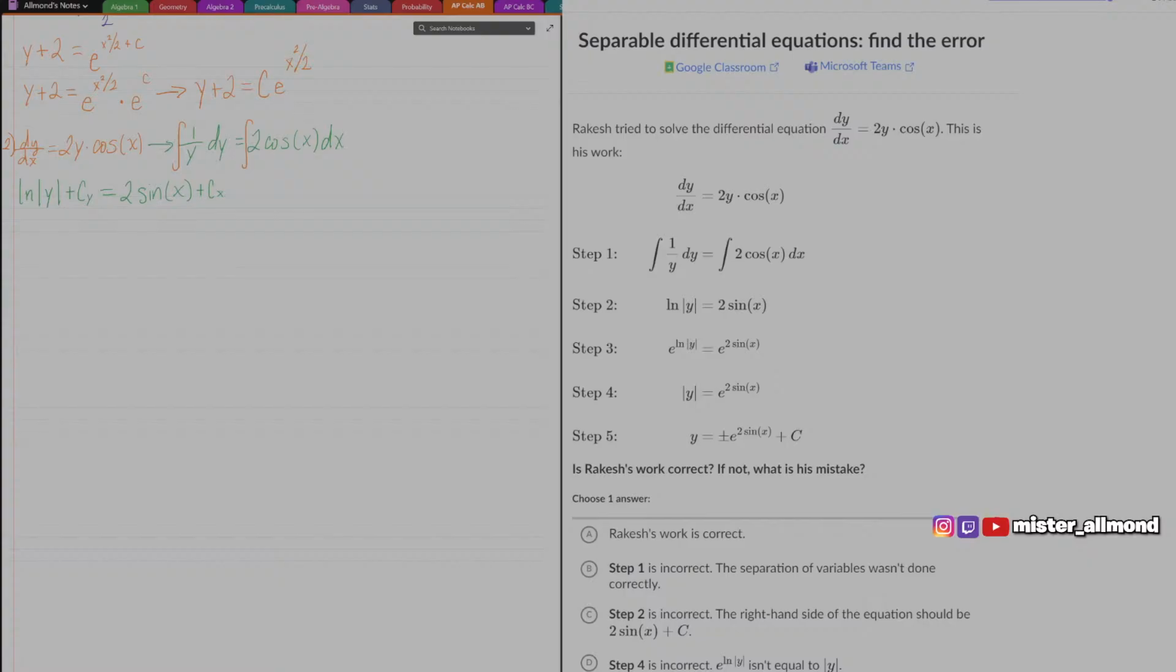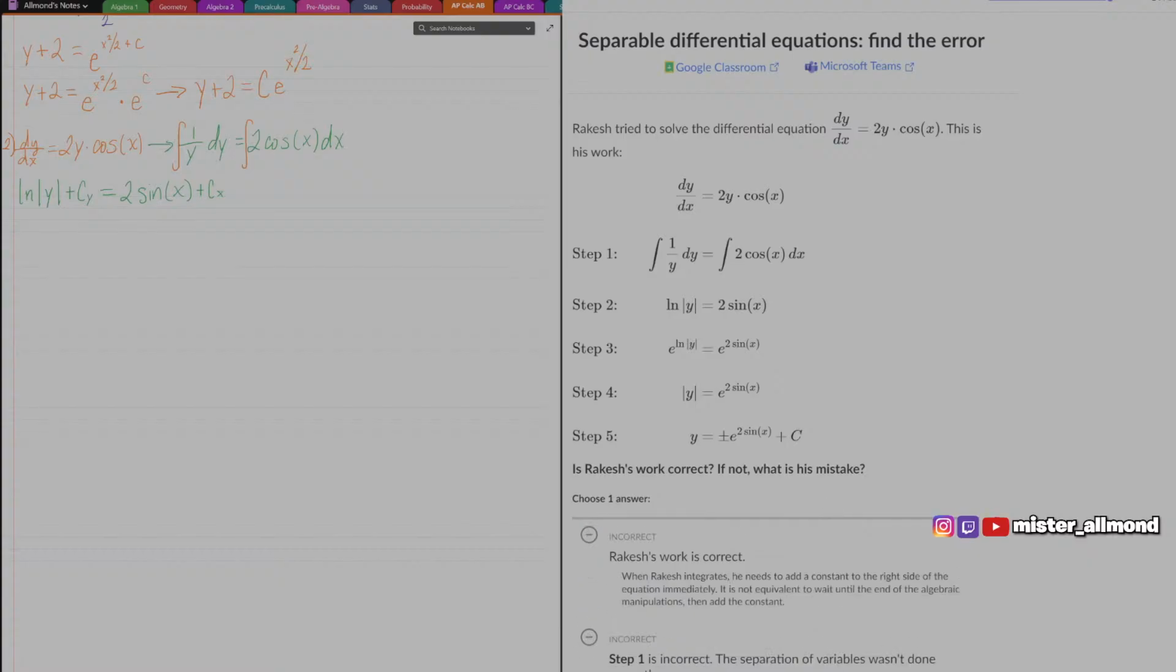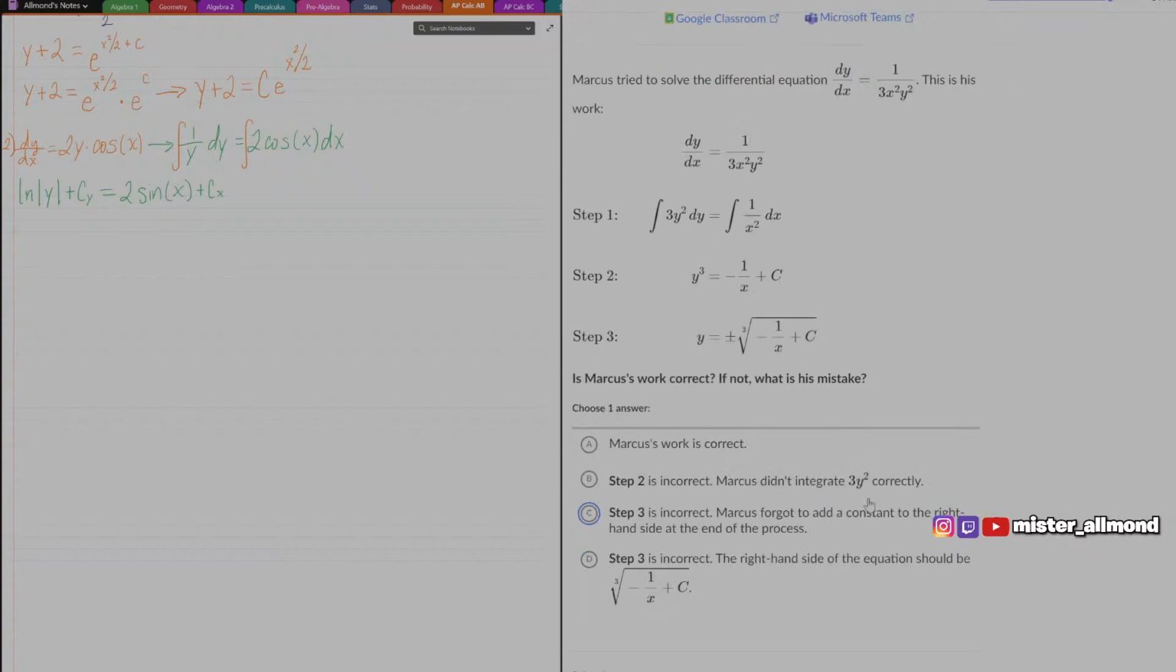So step 1 is correct. Step 2 is incorrect. The right-hand side of the equation should be plus C. Like I said, I called it. Okay, so yes, that is correct. Okay, yeah, these ones are not that bad.